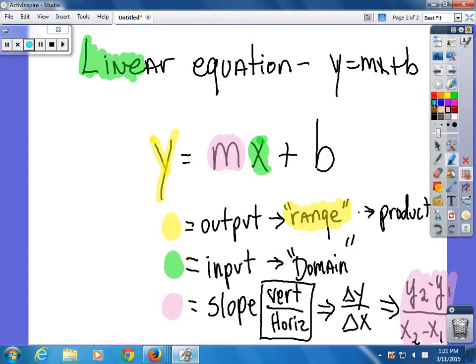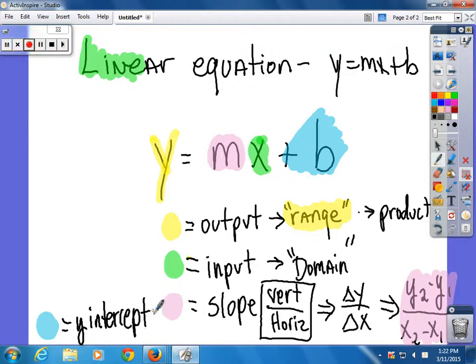And then we'll do in the light blue. And the blue is equal to the y-intercept. And you can write it, most people write it as 0, comma, whatever b is. That's why you take the sign of it.